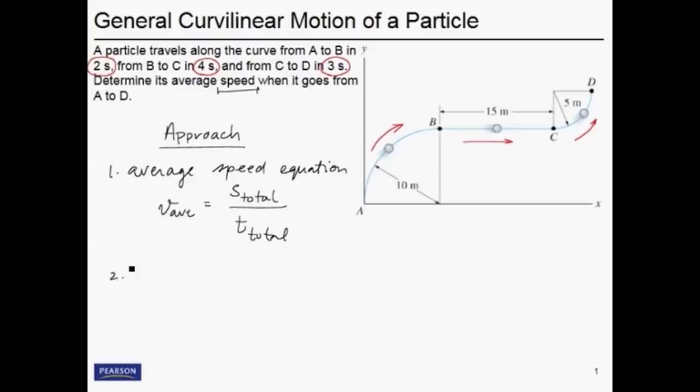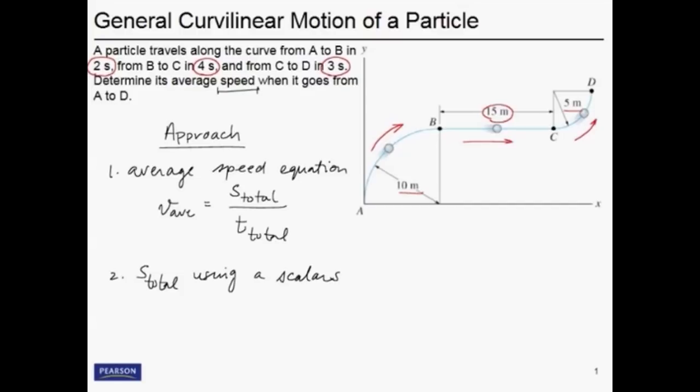And then in step 2, we're really just going to focus on the thing in that equation that we don't know, and that is S total. And we're going to calculate S total using a scalar approach. So this is actually a reasonably straightforward problem. Let me make some observations about what we know first. You notice that from B to C we know the length of the path is 15 meters, and from A to B and from C to D are these quarter circle paths, and we know the radius of the circle in each of those cases. So really this is going to be a pretty straightforward way to go.